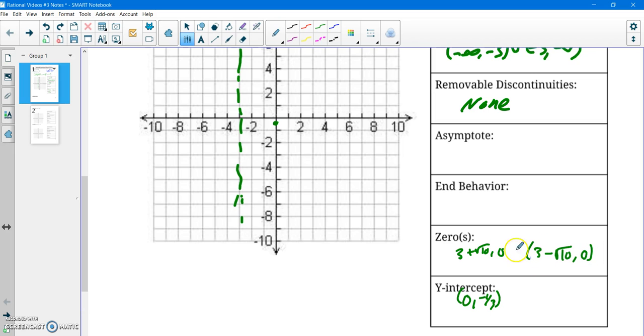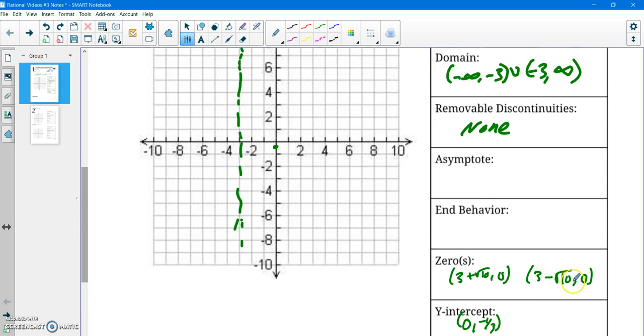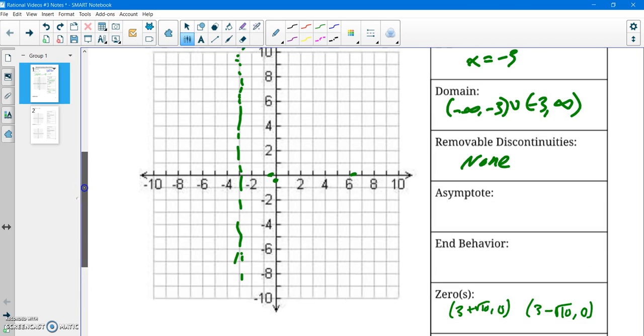If you're trying to estimate what the square root of 10 is without a calculator, well, you know the square root of 9 is 3, so it's a little bit more than 3. So this one's going to be just barely below 0, like right there. This one's going to be 3 plus a little more than 3, so it's going to be a little more than 6. Okay, so I got my 2 x-intercepts there.